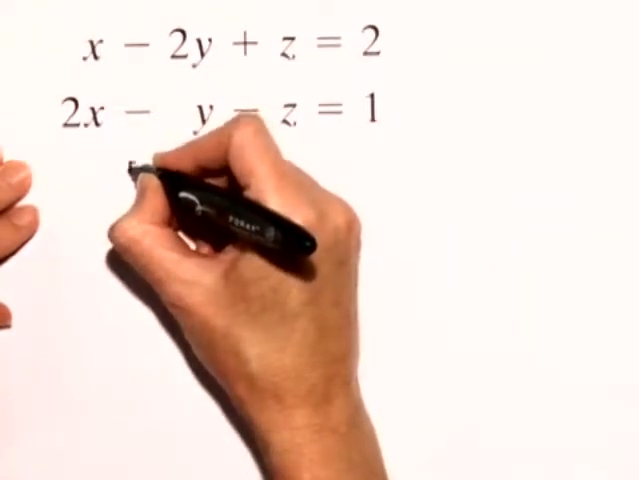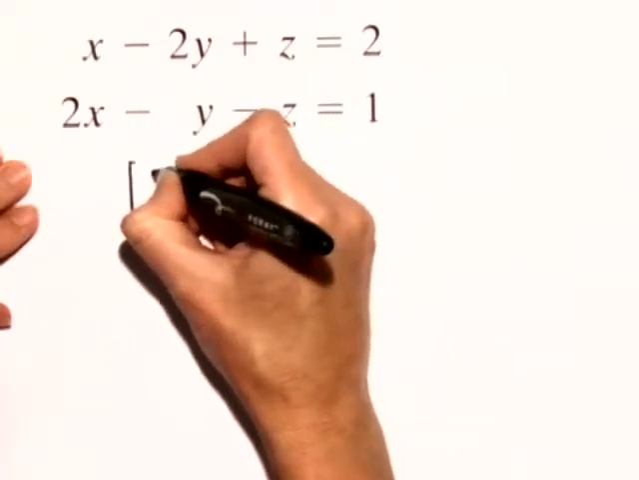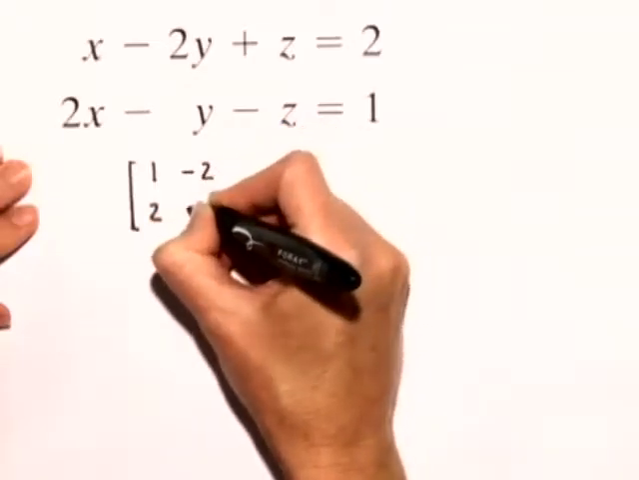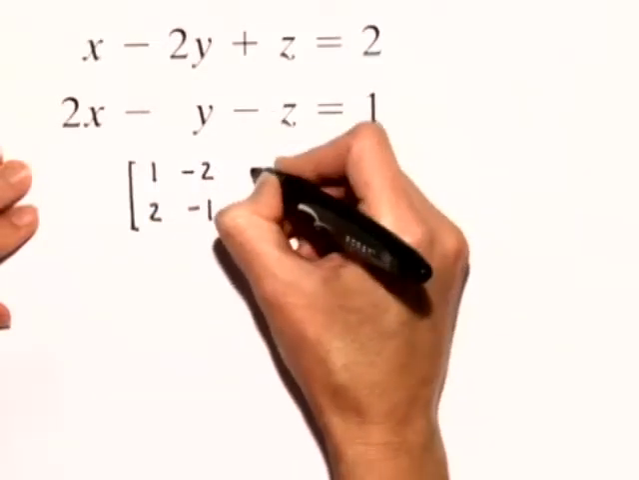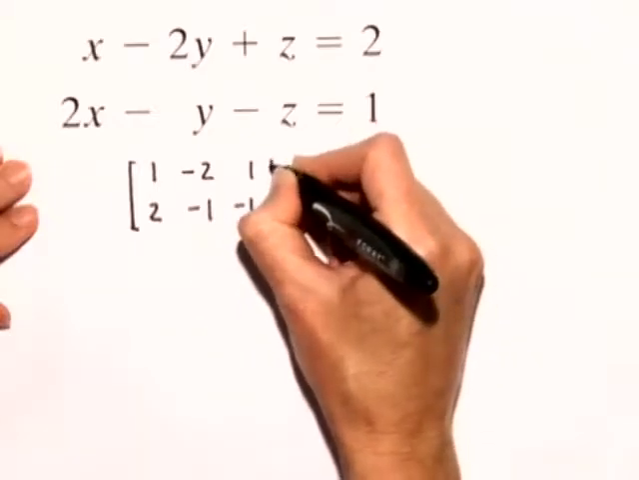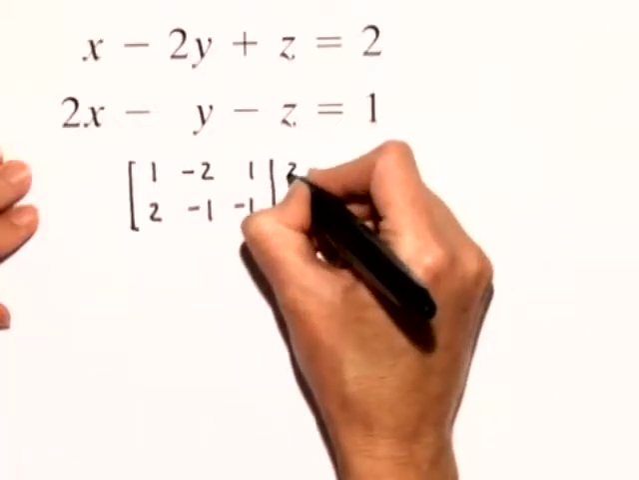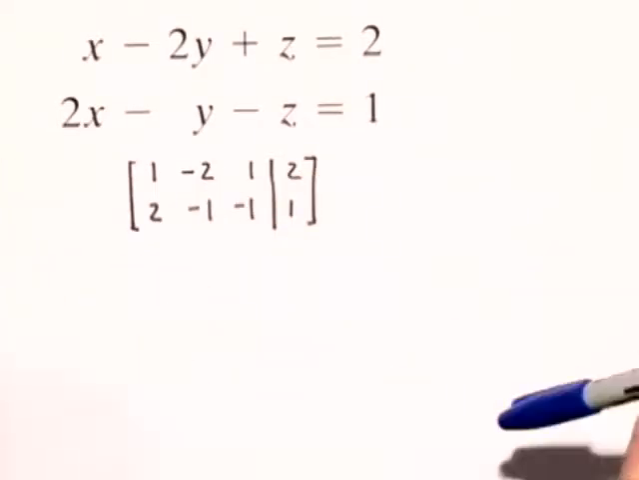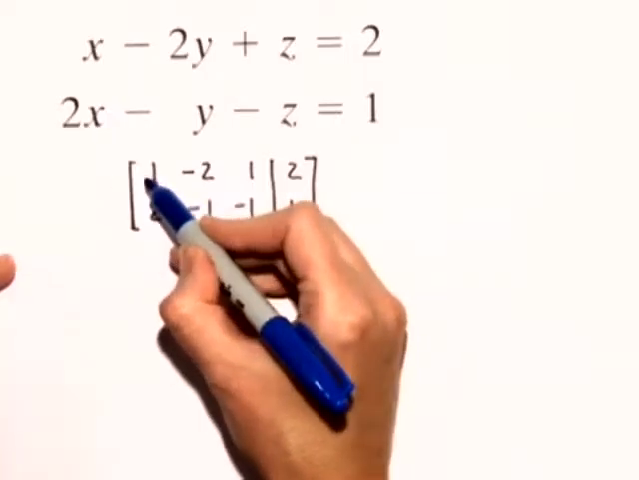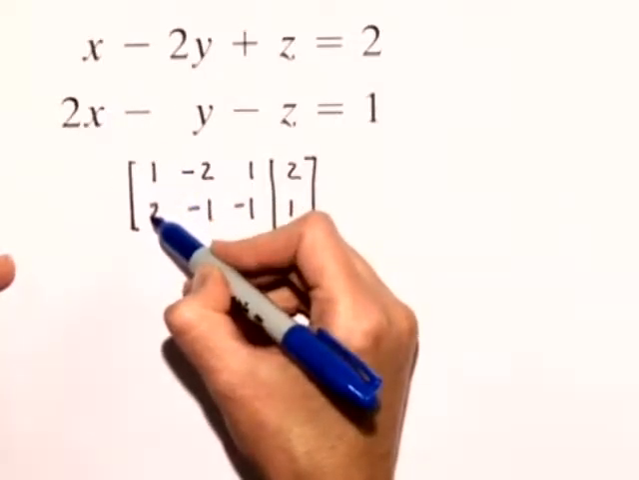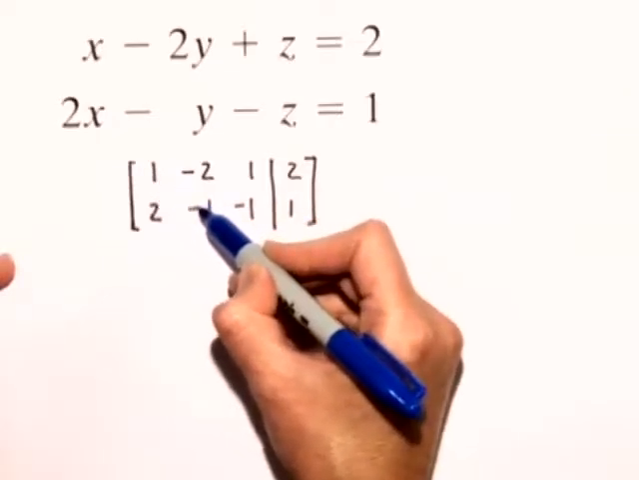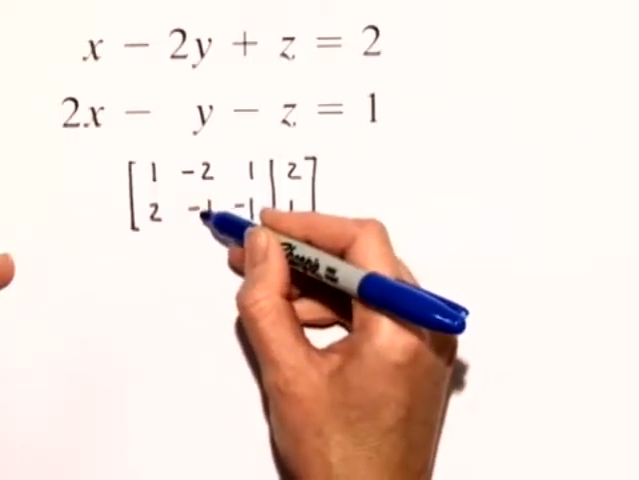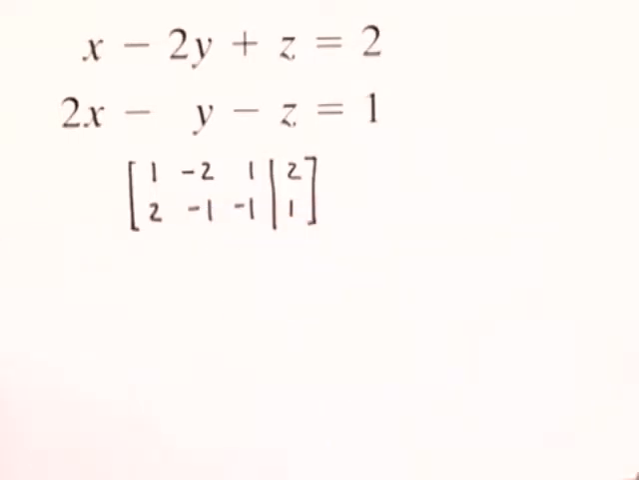So when we do that, I'll have x coefficients of 1 and 2, the y coefficients of -2 and -1, and the z coefficients of 1 and -1, and my right-hand side constants 2 and 1. Now the idea is that we start with a 1 in row 1, column 1, and we get a 0 underneath, and we go along the main diagonal and get a 1 in row 2, column 2. But in this case, that's where we'll stop, and we'll start a new process after that.